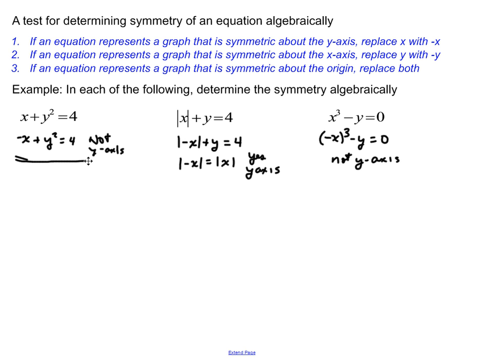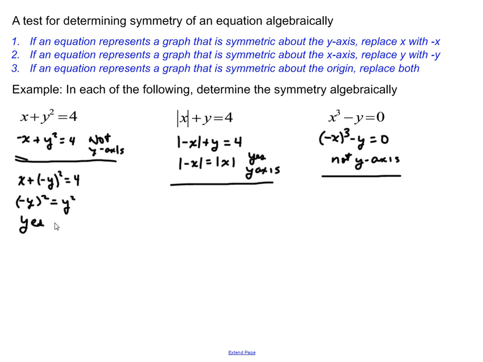That's our first test. Our next test is how do we test to see if it's symmetric to the x-axis? Well, if the equation represents a graph that's symmetric to the x-axis, replace y with negative y and see what happens. How about this first one? Well, replacing y with the negative of y gives us the same set of values as a solution set in this particular equation. Negative y squared, the negative of y squared, is exactly equal to y squared, and so we would say yes, this graph is symmetric to the x-axis.